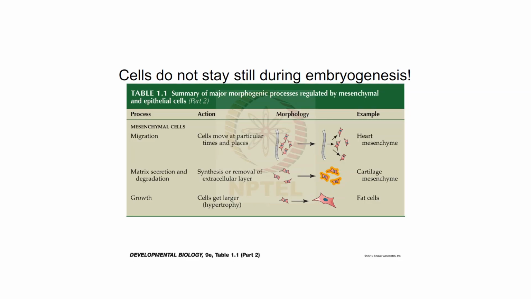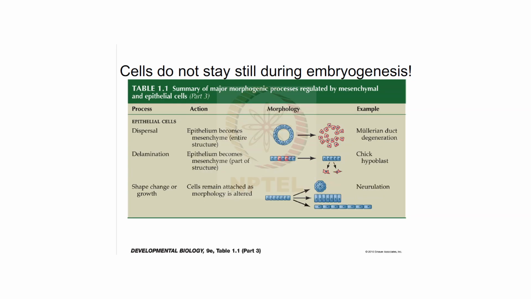Then the migration helps in the heart mesenchyme formation, and matrix secretion and degradation lead again to the cartilage mesenchyme formation. And growth helps in the formation of the fat cells. So if you can see, it is only a single type of mesenchymal cell, but depending upon the process it is undergoing, it can lead to the formation of different kinds of cells in that organism.